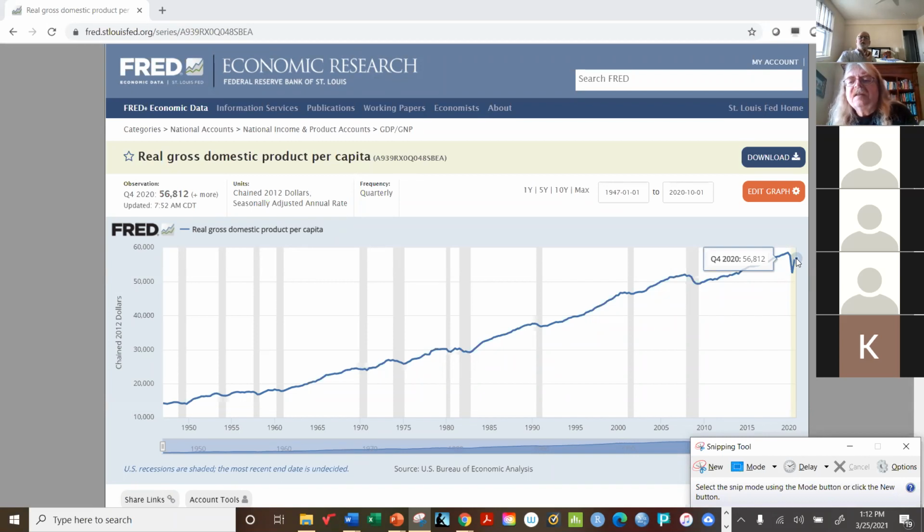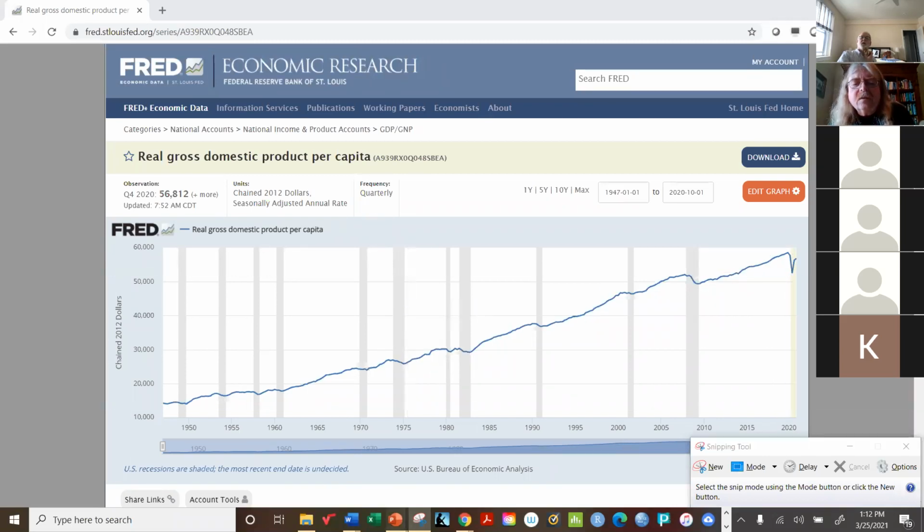And this number, 56,812, that's per person. So that means in a household of 4 people, you're looking at, wow, $227,248. Not bad, huh? Wow.